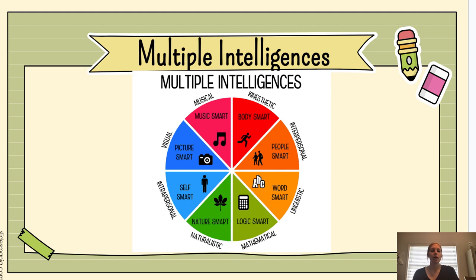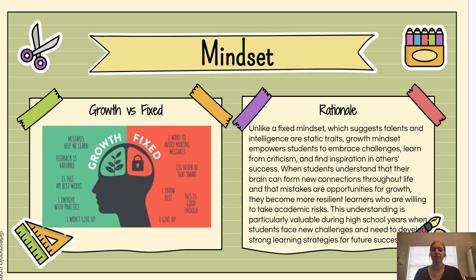Next is a mindset, fixed versus growth. This is a huge one, especially in upper elementary. You want students to have a growth mindset. It's also called the power of yet. So I can't do this yet, or I'm having trouble with this now, but I can do it. It's more of having that motivation. And they start to be empowered to embrace those challenges.